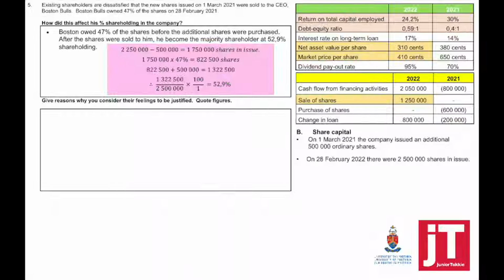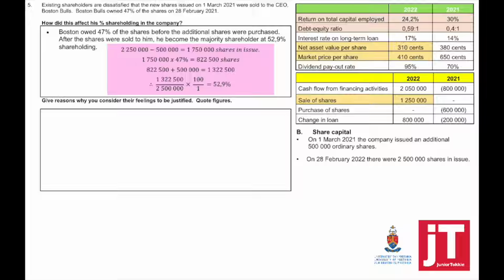So to find out now the percentage that he owns, we take the number of shares divided by the number of shares in issue. So again, we take his number of shares divided by the total number of shares in issue. That equals 52.9%. This means that he now became the majority shareholder.